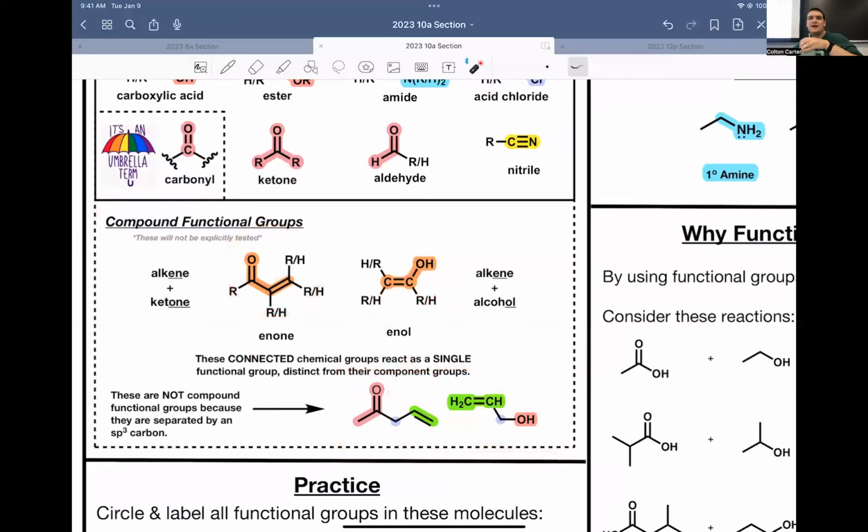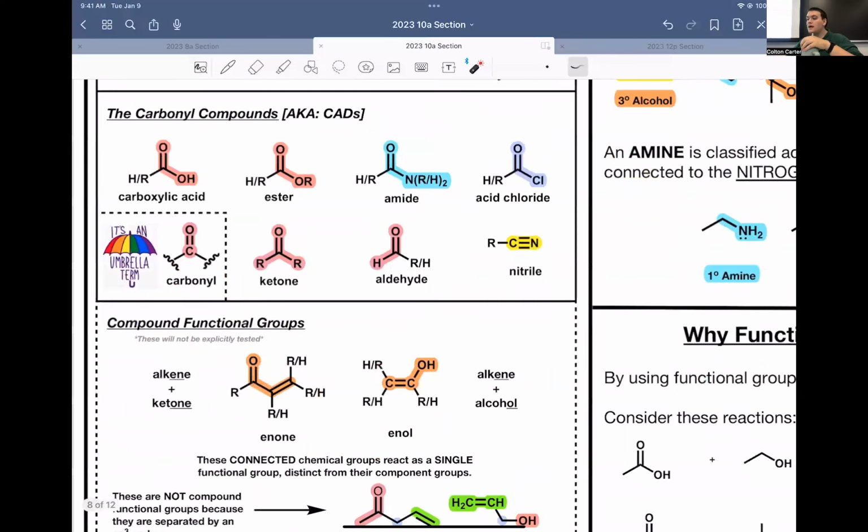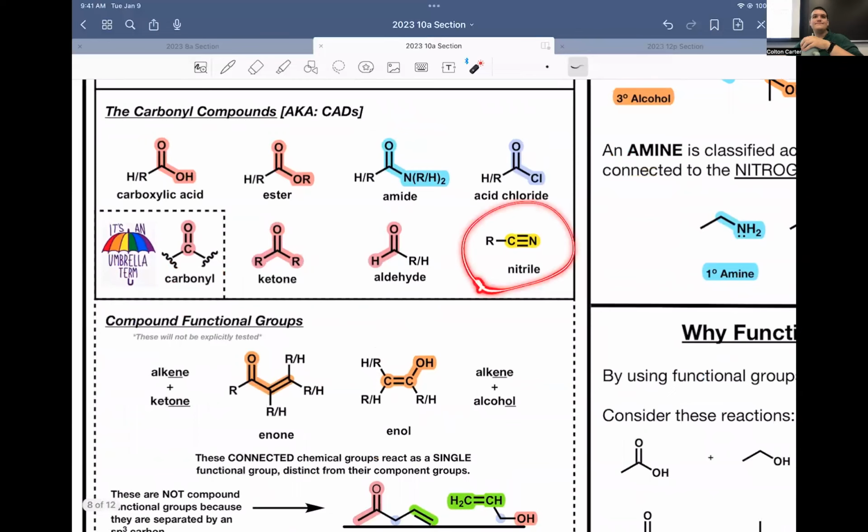Yes, Alex? Could the nitrogen be bonded to carbon? For a nitrile, it's specifically to a carbon. But could it also be bonded to another carbon on the other side? If it did, it would have a positive charge, and that just doesn't really happen normally. But hypothetically, sure.